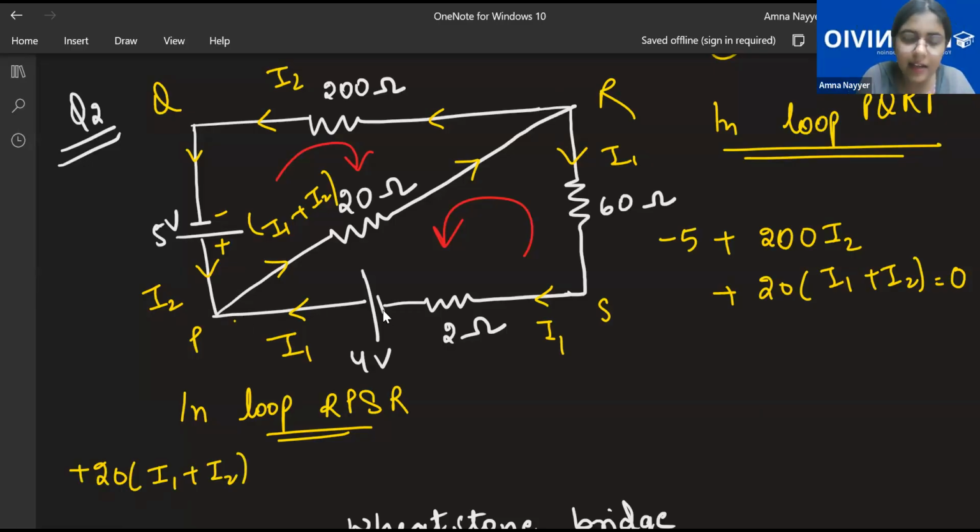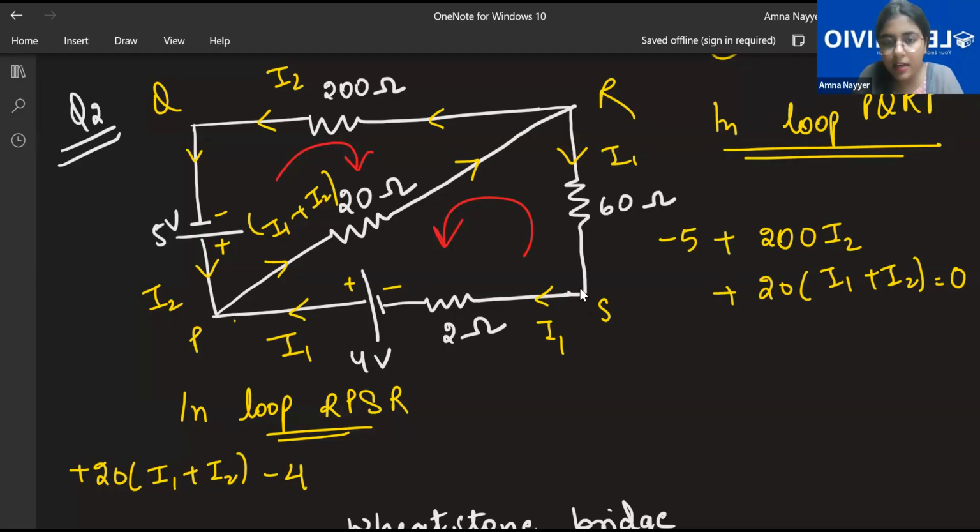Ali, tell it for the cell. We are moving from P to S in this branch. 4 volt is there. This cell is there. Positive or negative? We are moving from P to S. Negative. Yes, because you are moving higher to lower. Positive to negative, higher to lower. So it will be negative 4.